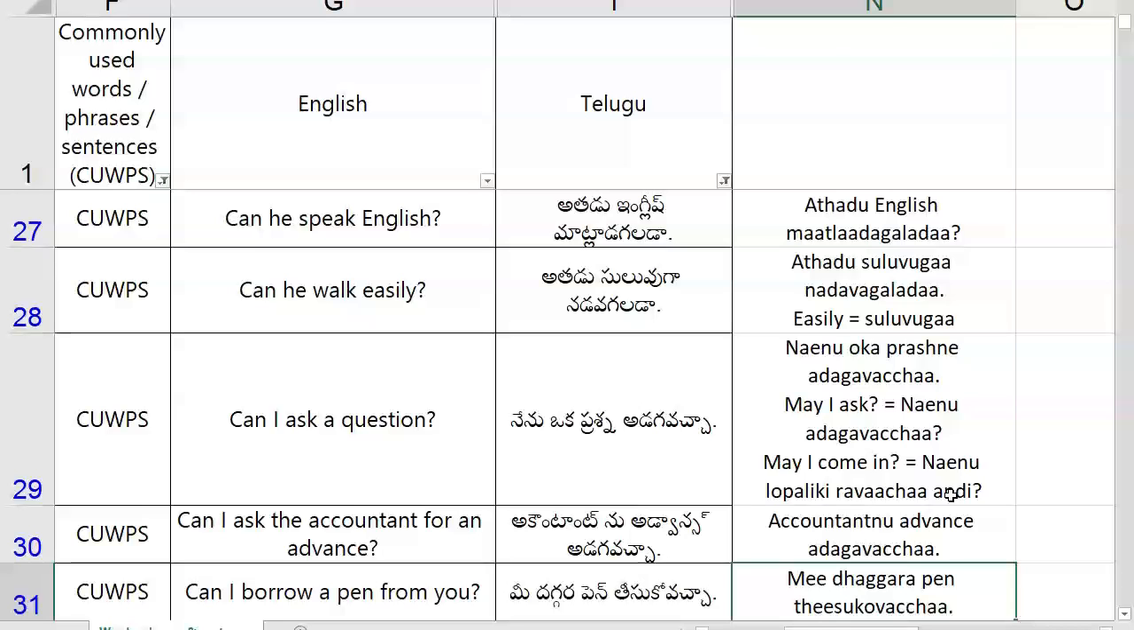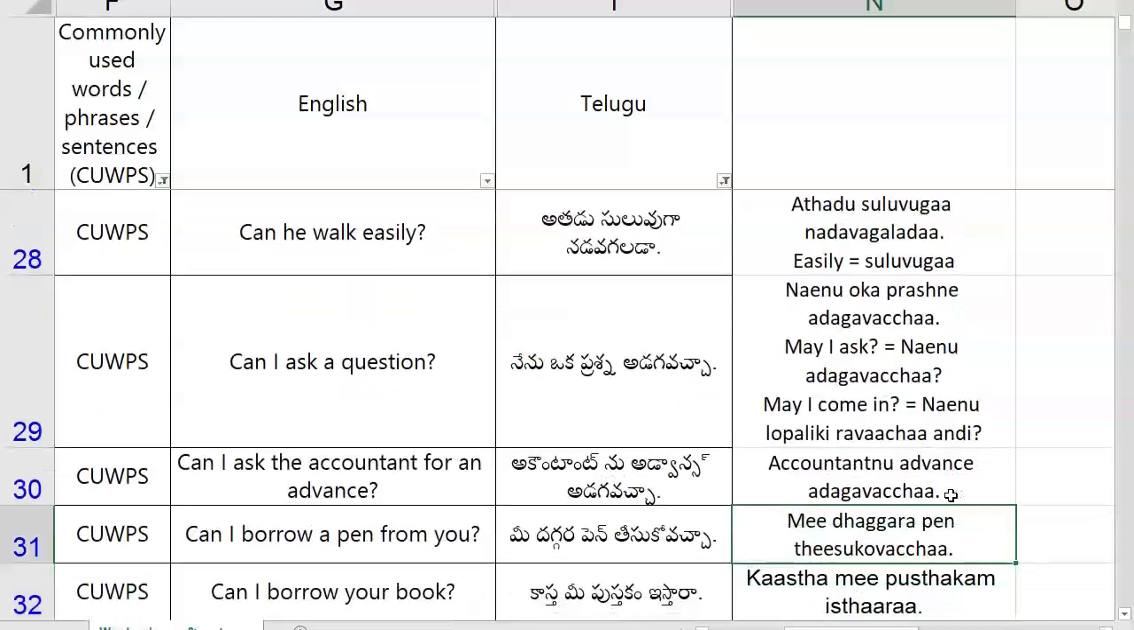So when I talk about money, I can say appu తీసుకోవచ్చా. But if there is no money, I can say just తీసుకోవచ్చా. తీసుకోవచ్చా means can I take. So we use the meaning of can I take. Here, can I borrow means can I take a pen from you. మీ దగ్గర పెన్ తీసుకోవచ్చా. From you means మీ దగ్గర నుండి. But it is not necessary to use the word nundi, you can skip it: మీ దగ్గర పెన్ తీసుకోవచ్చా.